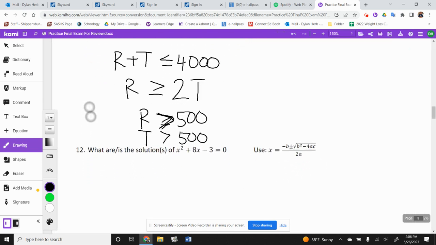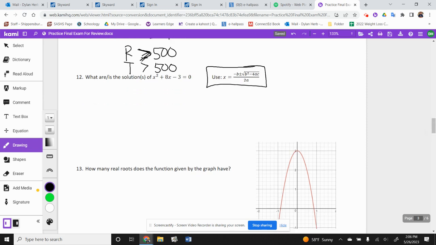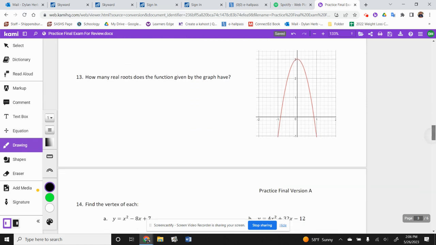Number 2, what are the solutions? Use the quadratic formula. All right, that might be something good if you have a cheat sheet or a note card to use for your final. That might be something good to write on, because it won't be given to you on the final. You have to write it down on your card.